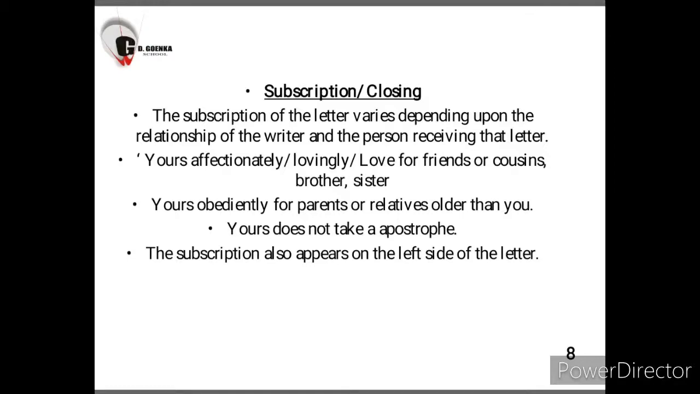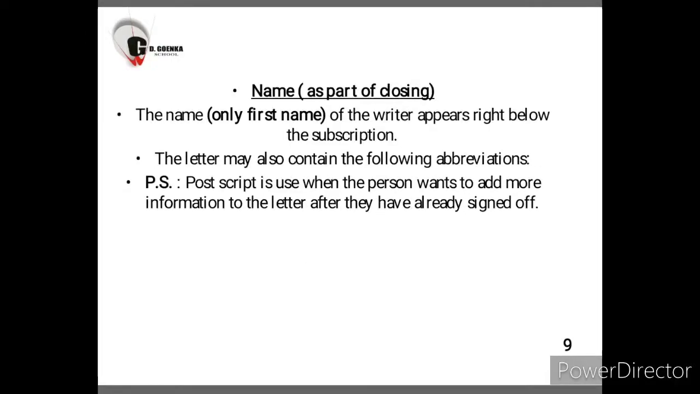So, this is how we end our letter, right? This is again very important. Once you write the 3 paragraphs, it's followed by the subscription. Then the name, only the first name of the writer, appears right below the subscription. The letter may also contain abbreviations like PS, which means postscript. It's used when the person wants to add more information to the letter after they have already signed off.